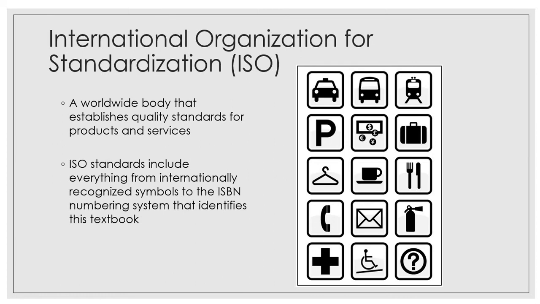Okay, the next one, we have the International Organization for Standardization, which is the ISO. It is a worldwide body that establishes quality standards for products and services. If you can see here, the symbols and logos on the right side are all internationally standard. The P symbol refers to the international parking space. The envelope symbol is for mail, the plus sign refers to the hospital, and so on. Basically, the ISO standard includes everything.